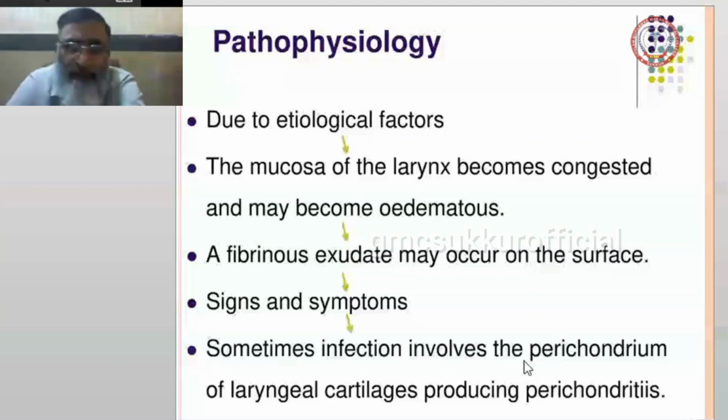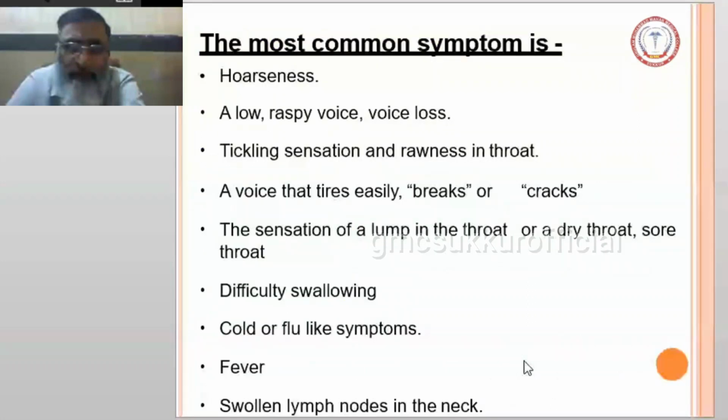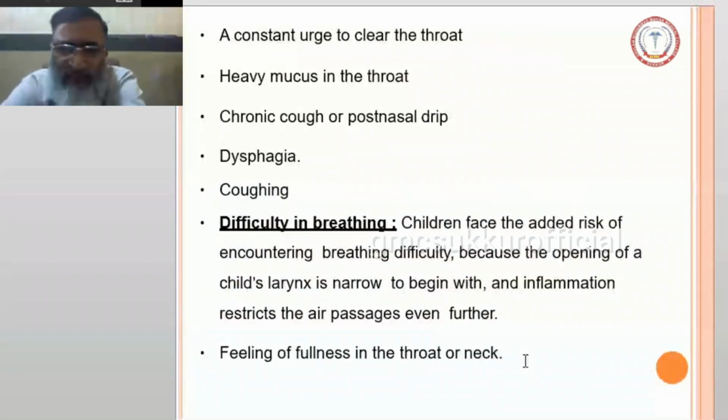Now, a constant urge to clear the throat, heavy mucus in the throat, chronic cough, postnasal drip, dysphagia, coughing. Now difficulty in breathing. Children face the added risk of encountering breathing difficulty because the opening of the child's larynx is narrow to begin with, and inflammation restricts the air passage even further. Feeling of fullness in the throat.